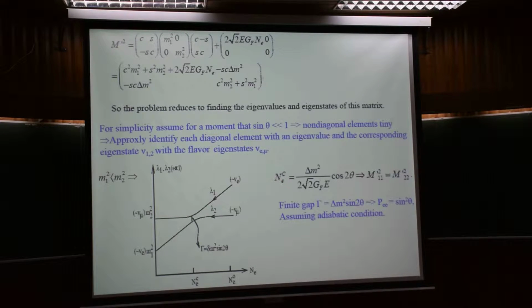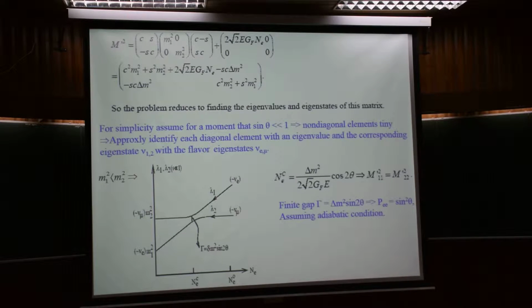Okay, and that crossover electron density is given by when these two diagonal elements become equal, and this is very easy to see. It is delta m square cosine 2 theta over 2 root 2 GF times energy. But mind you, there is a finite gap. They don't actually cross over. The finite gap is given by twice the off-diagonal element, so delta m square sine 2 theta.